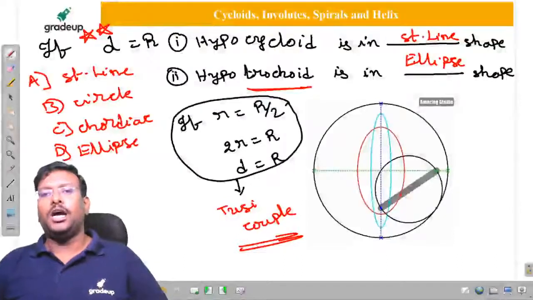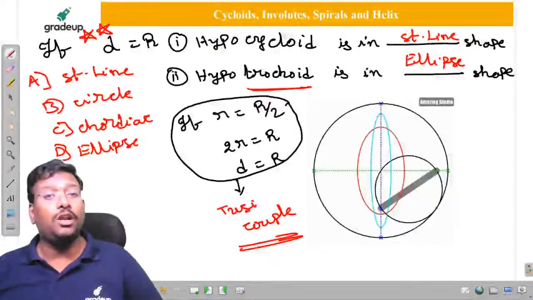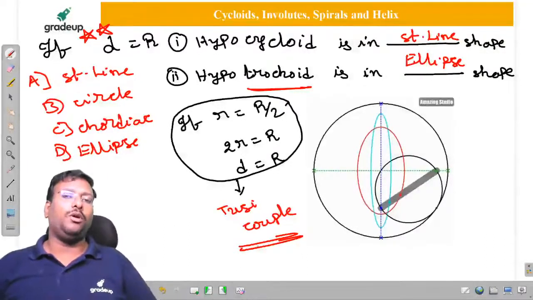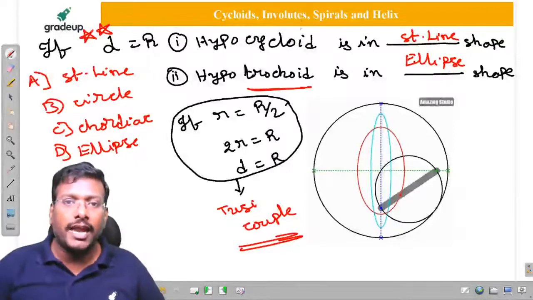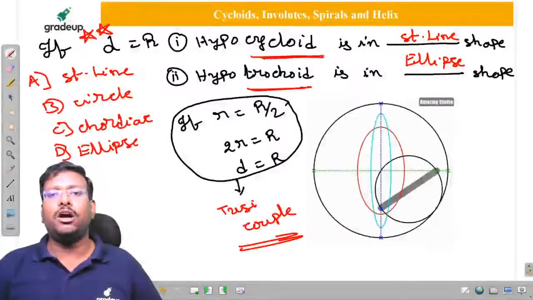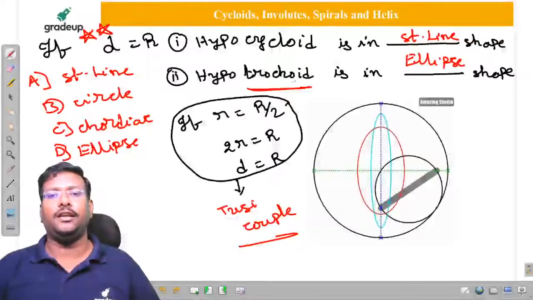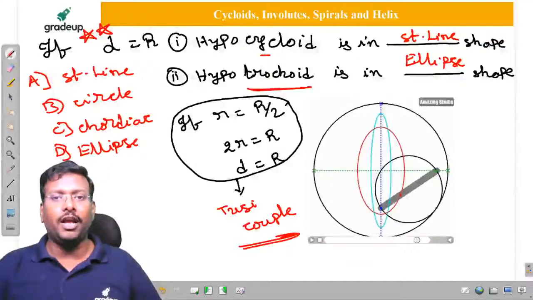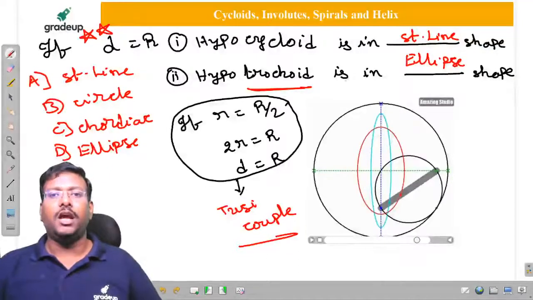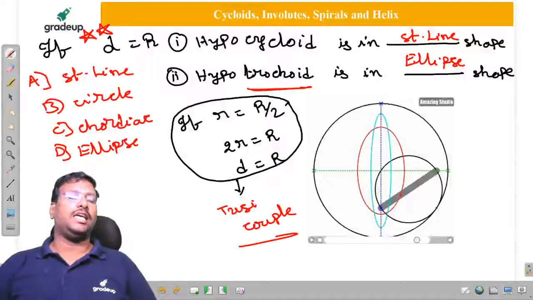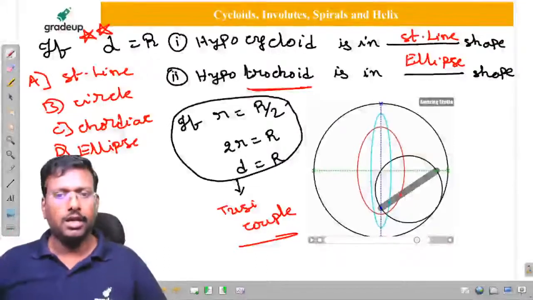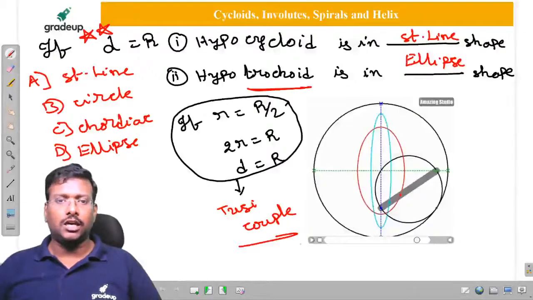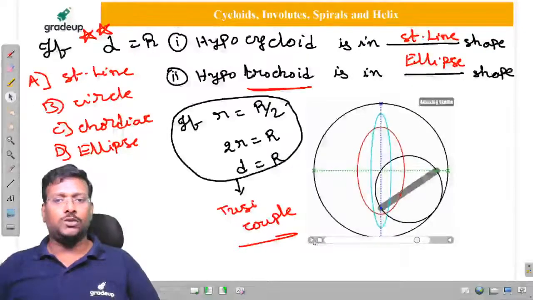All of you remember, the hypotrochoid of a Tusi couple is an ellipse. Sorry, the hypocycloid of a Tusi couple is a straight line. The hypotrochoid of a Tusi couple is an ellipse. Try to remember this one. Sir, up to this, whatever elements we come across for cycloids, we have already covered.